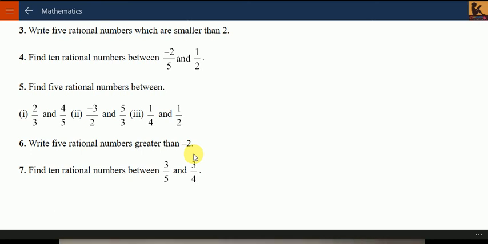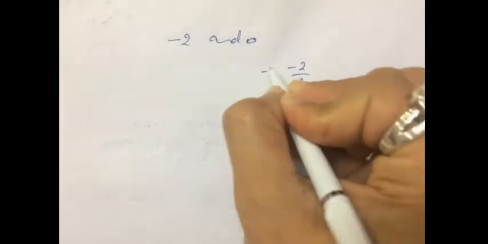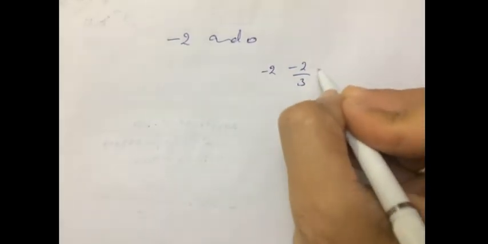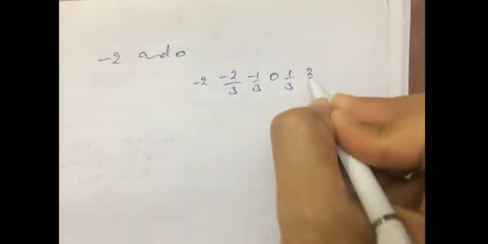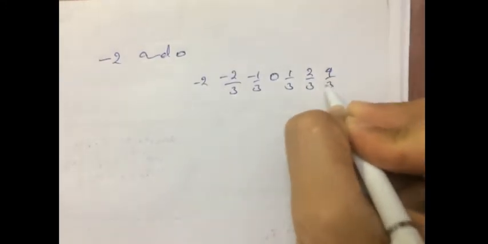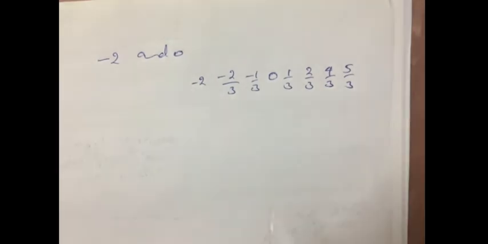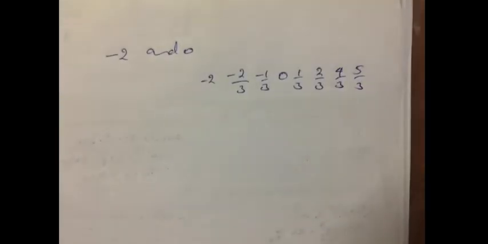How will we do that? I can tell you, there are two methods. One of them is like this. You take minus 2 and 0 as the two numbers and find numbers between them only, so all the numbers are negative. Otherwise you can easily write minus 2 by 3, minus 1 by 3, 0, 1 by 3, 2 by 3, 4 by 3, 5 by 3. These are all greater than minus 2.